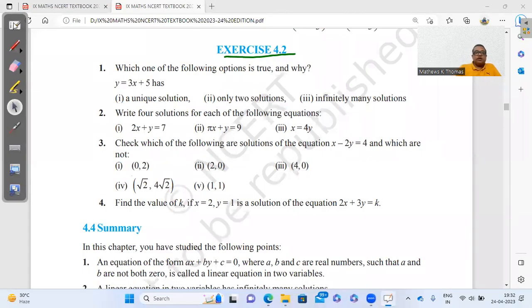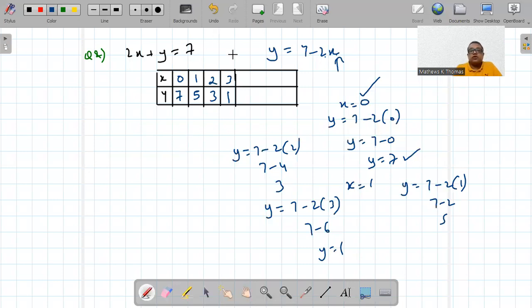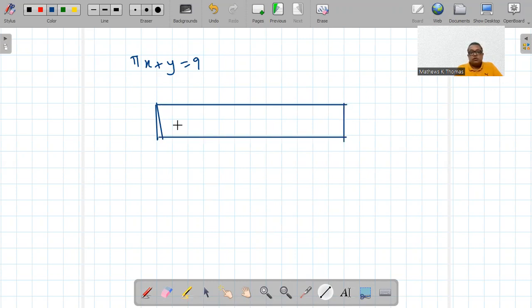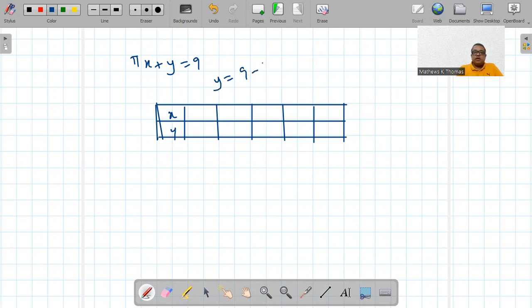Next, pi x plus y is 9. I'm going to show you the second one now. Pi x plus y is 9. So let me draw a column for this. Pi x plus y is 9. So again, I want 4 values. Let me give it some more space. Yeah. So here I have x and here I have y. So y is equal to 9 minus pi x. I have told you last time, just shift the x term there. So y remains here, y is 9 minus pi x.